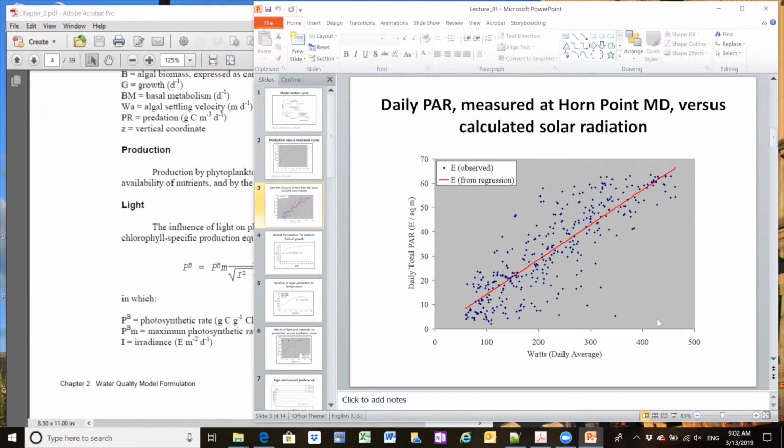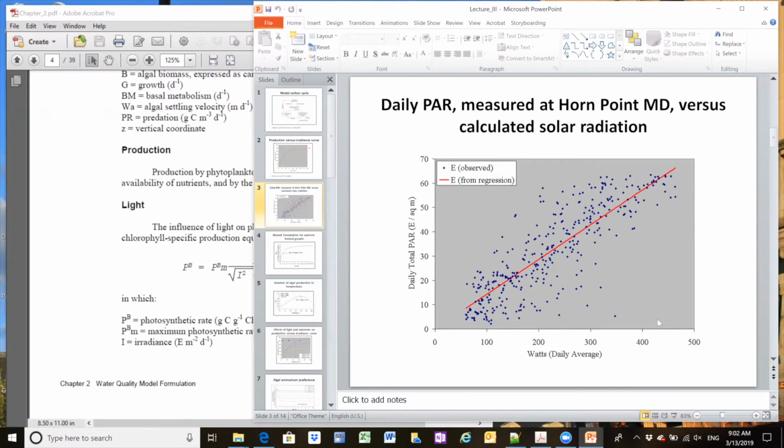Go to a physicist and he will tell you there is no relationship whatsoever between watts, which is thermal energy, and Einstein per meter squared per day. Okay, there's absolutely no relationship. That's the physicists talking. The empiricists, the engineers say, come on, there's got to be. I mean, if we had a big sunny day yesterday and it was hot, we probably had a lot of Einsteins of that photosynthetically active radiation.